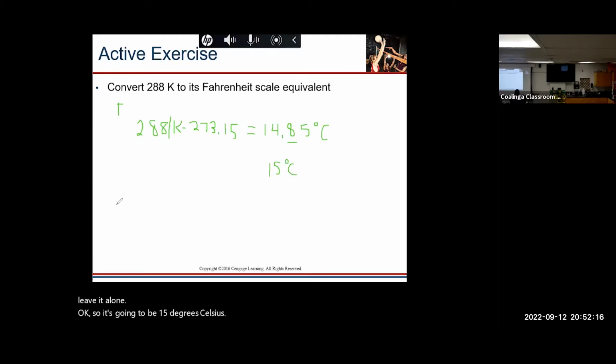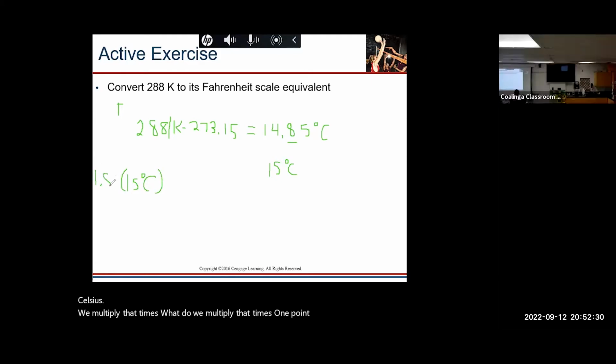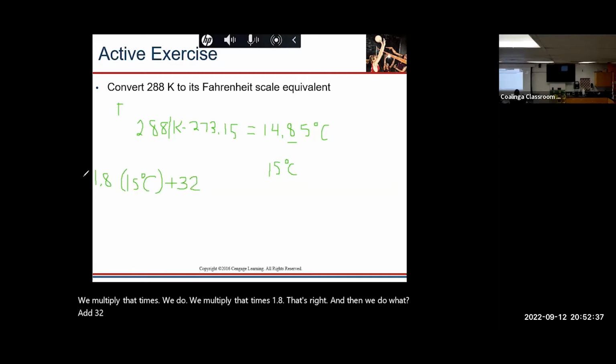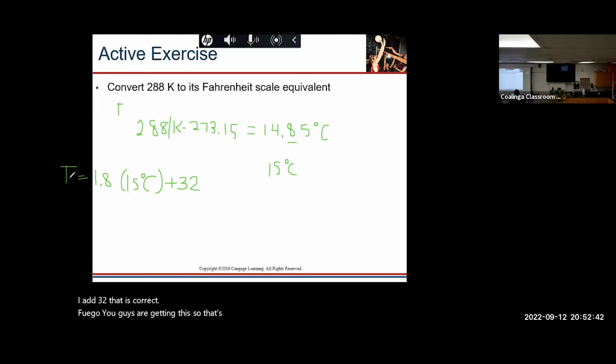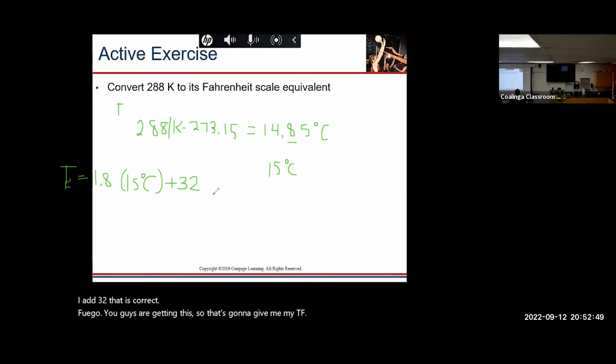Okay, so now we can plug that Celsius into our equation. If we go 15 degrees Celsius, we multiply that times, what do we multiply that times? 1.8. 1.8, that's right. And then we do what? Add 32. That is correct. You guys are getting this. So that's going to give me my T_F. So what do you guys end up with? 59.